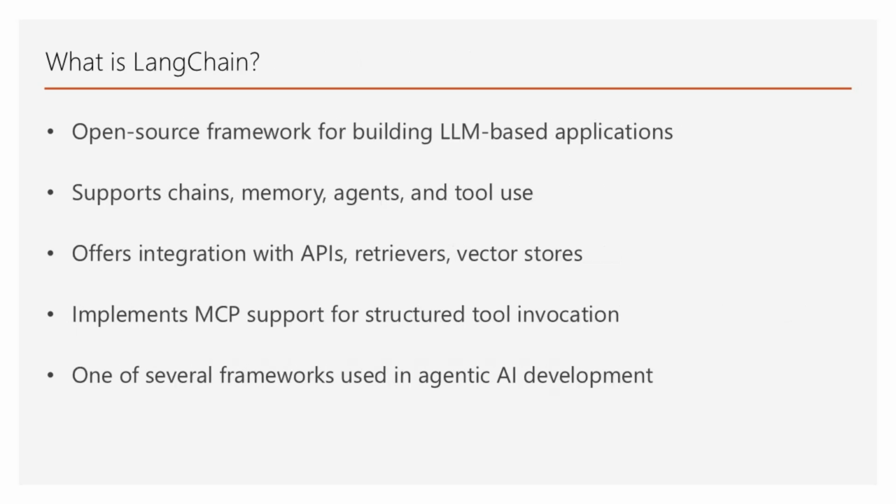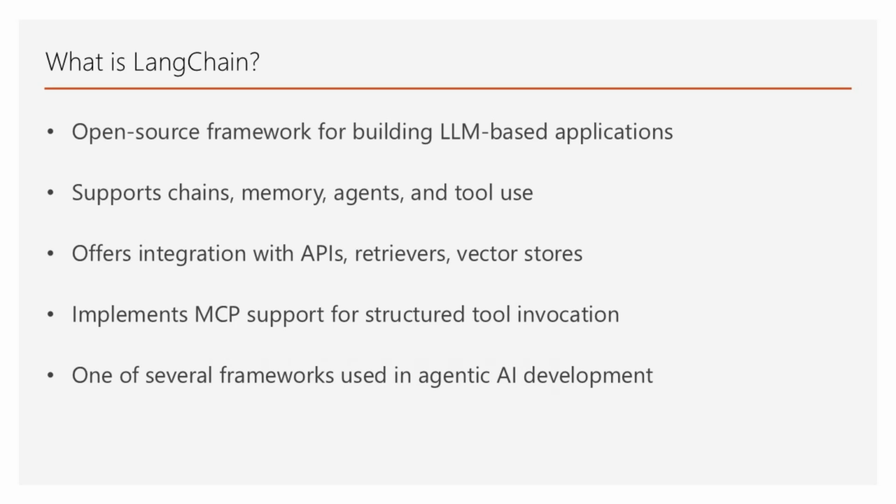Now let's talk about LangChain. LangChain is an open-source framework designed to help developers build applications powered by large language models. It provides abstractions for common patterns, such as calling tools, maintaining memory across turns, chaining steps together, and implementing agents. LangChain is one of several frameworks in the ecosystem. Others include Microsoft's Semantic Kernel, OpenAI's function calling, and Anthropic's Claude tool use system.